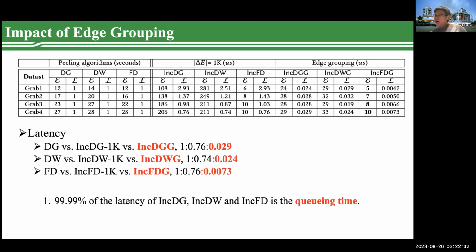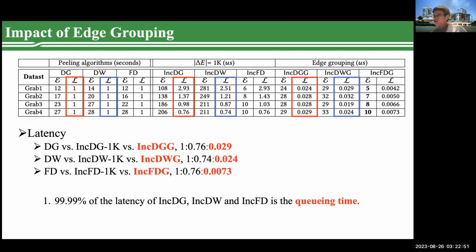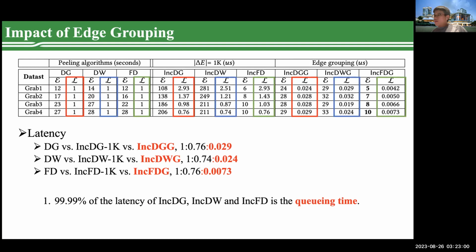Let's go through the impact of edge grouping on latency for our algorithm. Here is the latency comparison for the 3 algorithms. For ENC-DG, ENC-DW, and ENC-FD, 99% of the latency is attributed to queuing time. This latency ratio highlights how edge grouping substantially reduces the queuing time, consequently minimizing the overall latency for our incremental algorithm.